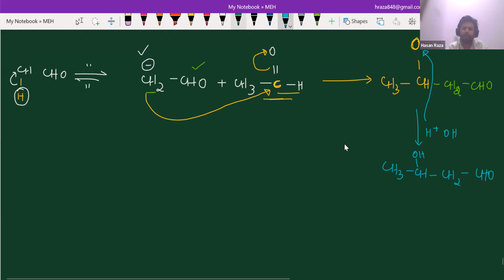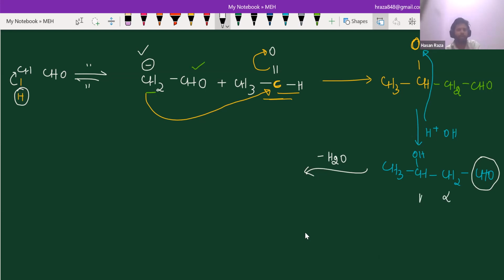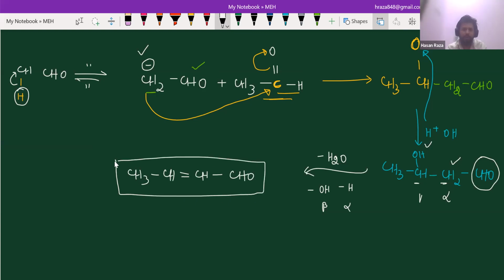And if you are going to do this, removal of water will take place. Now see, this is your main functional group. So this will be your alpha carbon, this will be your beta carbon. So what you need to do is remove OH from beta and remove hydrogen from alpha. That means hydrogen from here and OH from here, and there will be a double bond between this carbon and this carbon. So it will be CHO. Now it becomes CH3CH=CHCHO. So this is your first product in the cross aldol.